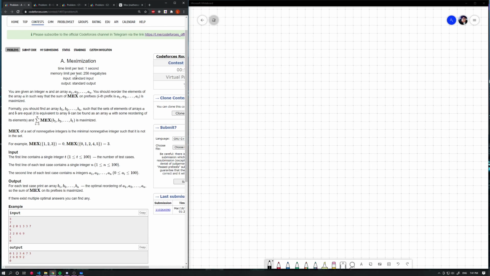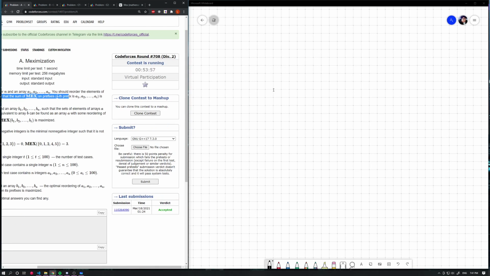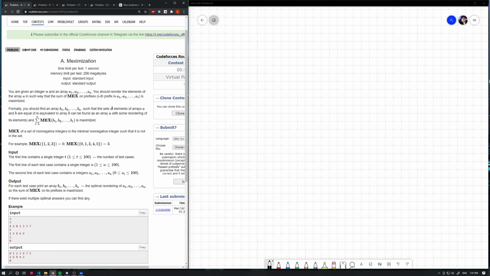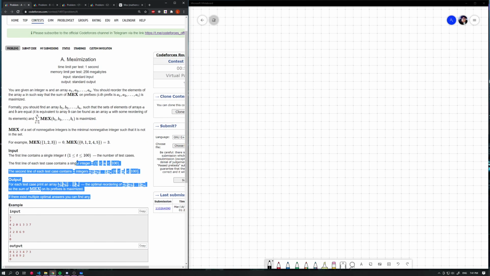Okay, let's go over A, B, C1, and C2 from Codeforces Round 708 Division 2. The first question is basically you're given an array and you want to find an ordering of the array such that the sum of all of the mexes at each index is maximized. And what is a mex? So like what is a prefix and what is a mex?